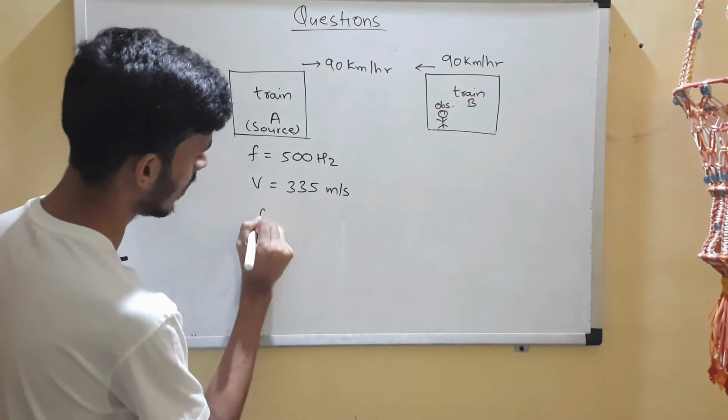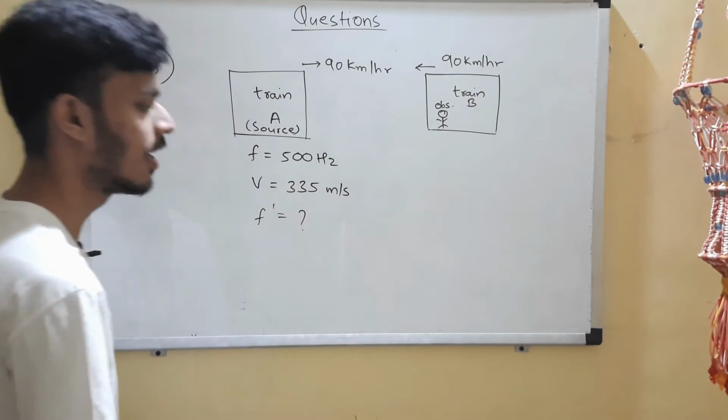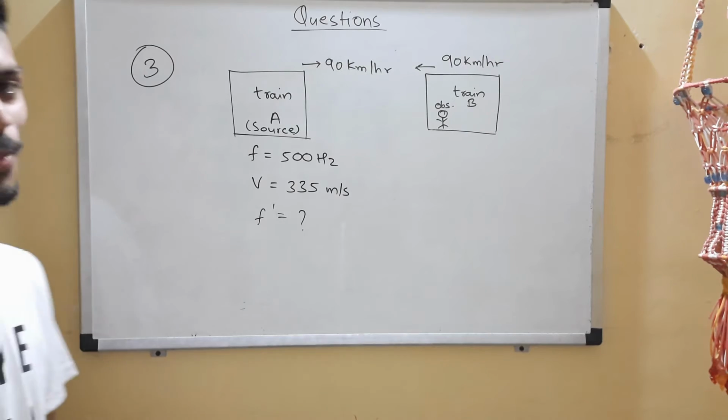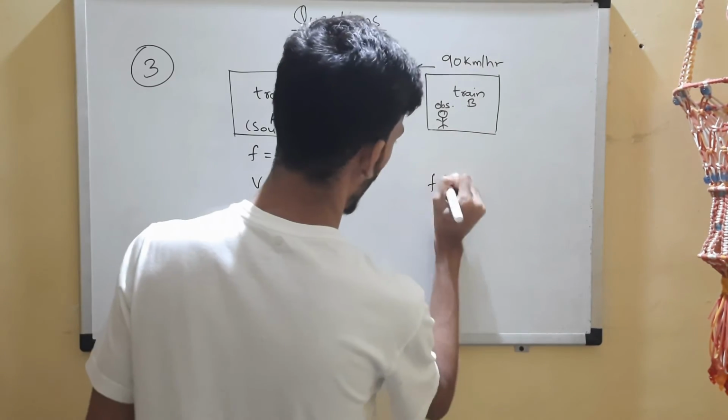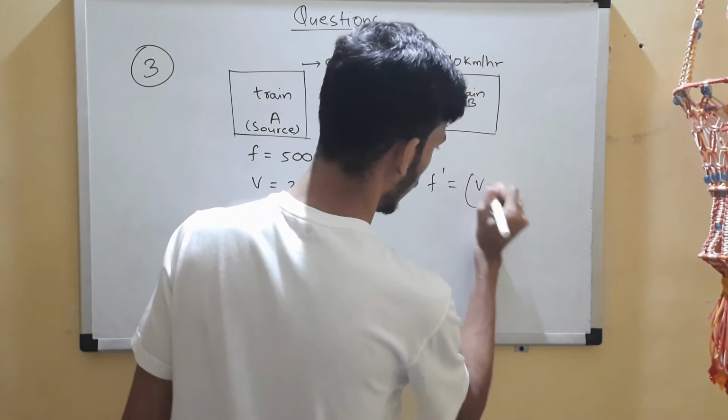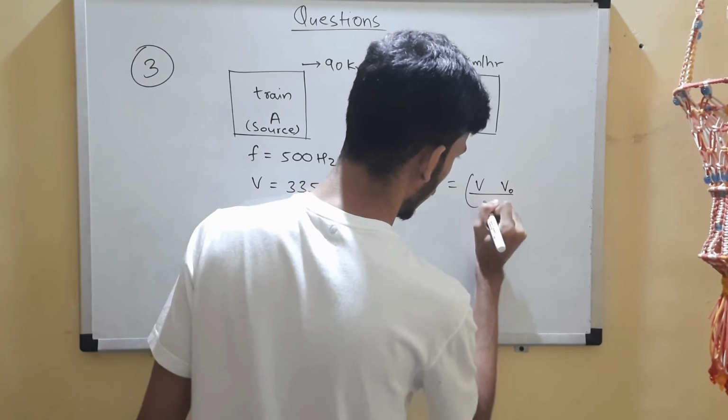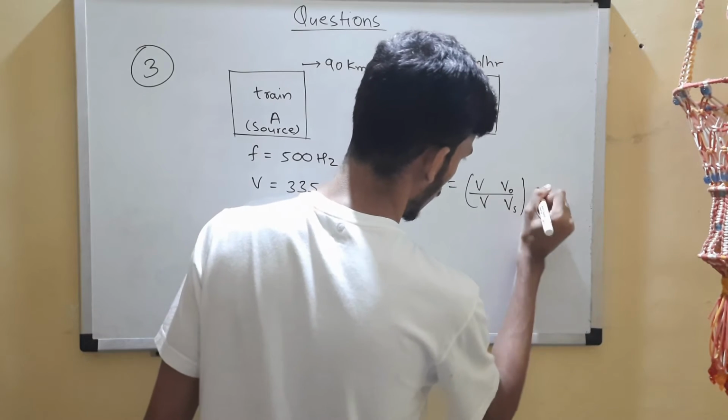Again, the question is the same. You are supposed to find the apparent frequency. Okay, you can pause the video here, give this question a humble try. Okay, so let's do it. So f dash will be given as V plus or minus VO divided by V minus or plus VS into f.